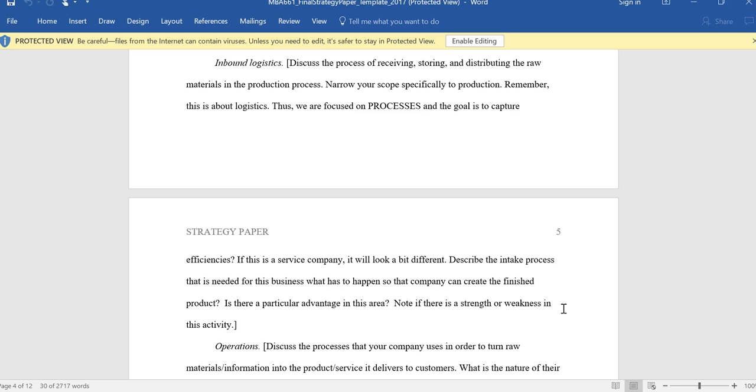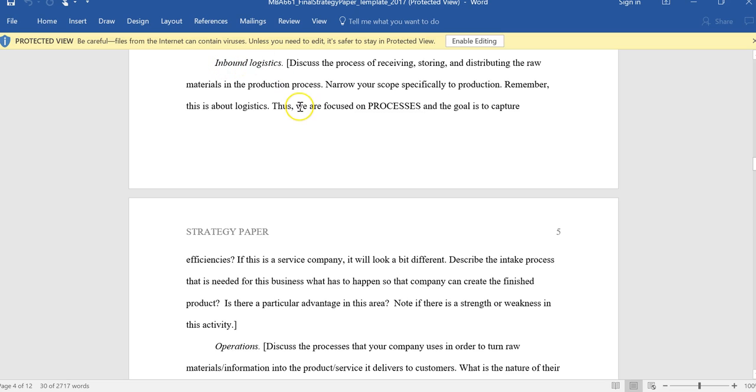So let's say you're a CPA firm. This intake process is the process of understanding and gathering all of the information that's needed to actually do the returns. So just think about that. If you're not a manufacturing company, this is really focused on the intake process. Now, you may be both. Think about fast food or retail organizations. Fast food is a great example.